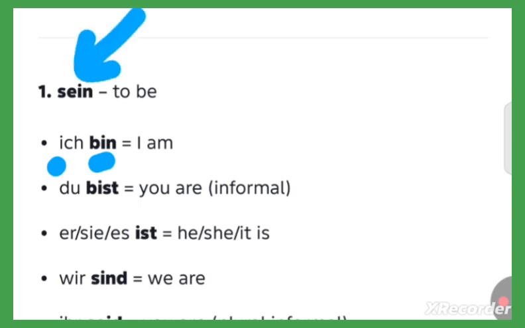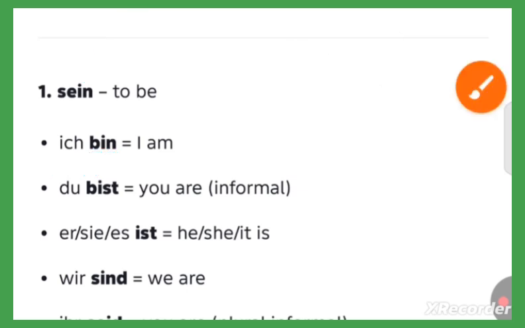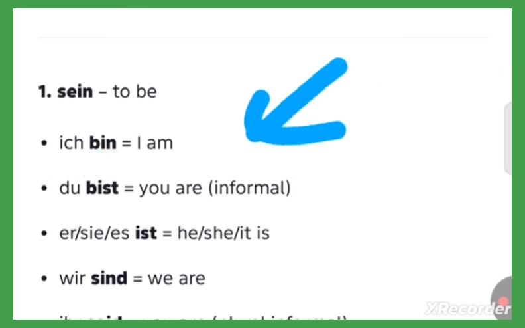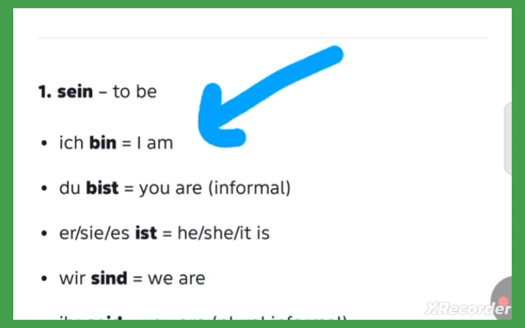So when you are using the sein verb and your subject is ich, which is I, we use bin, like we say ich bin. That means I am. For example, ich bin Anton Kanenga, I am Anton Kanenga. Ich bin in Choma, I am in Choma. Ich bin in Lusaka. Ich bin in Deutschland, I am in Germany. Ich bin hier or ich bin da both mean I am here. Da and hier mean here.